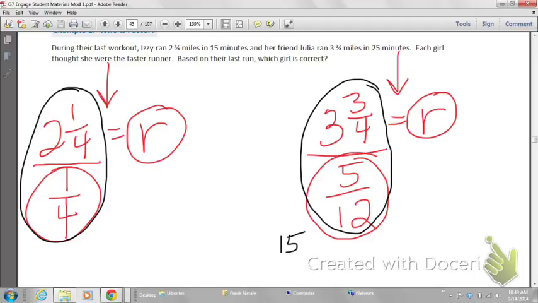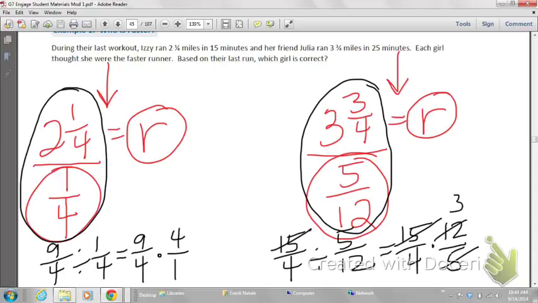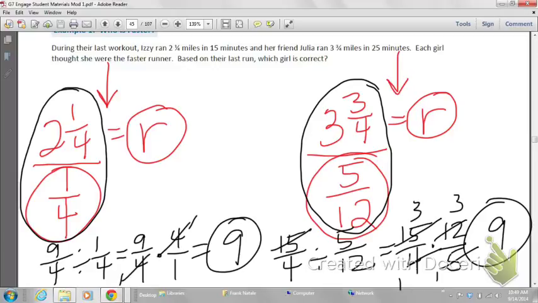We have our 15/4 divided by 5/12. We have our 9/4 divided by 1/4. And again, you know what that is. That is the same as saying 9/4 times 4/1, and 15/4 times 12/5. And you remember what happened when we did this? We ended up with 3, 3, 1, 1, 9 here, and we ended up with 9 over here as well. Okay, so 9 miles per hour.